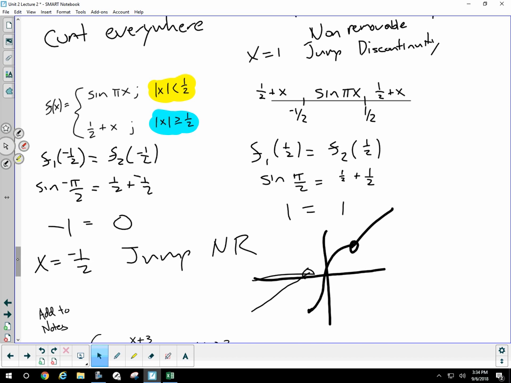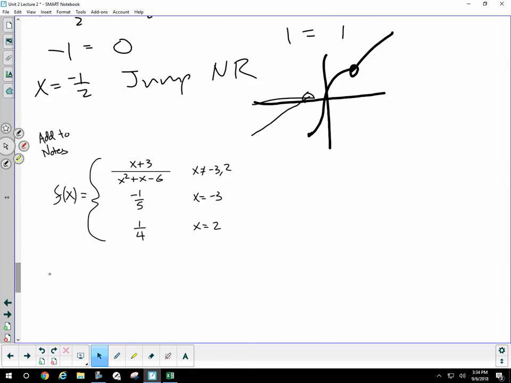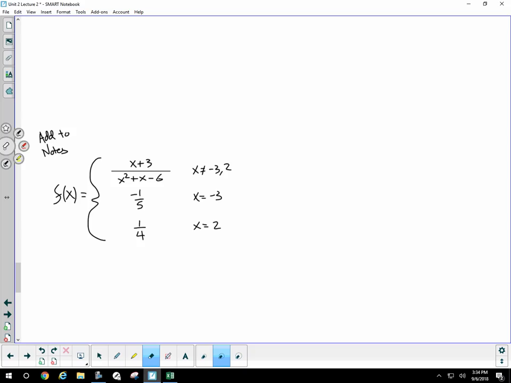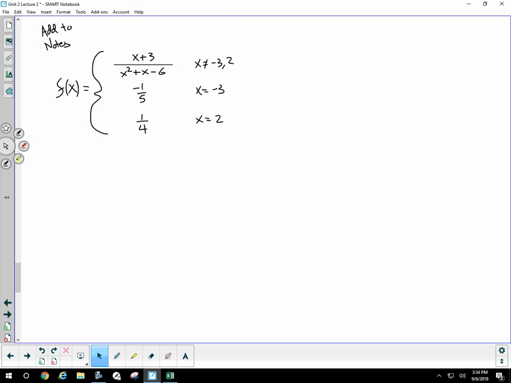All right, if you have space, or even if you don't, line space. Add this to your notes. What about this situation? So this is kind of a piecewise function, but actually kind of not, because we are using the top piece for every single x value except for at -3 and 2. We're using these individual points at -3 and at 2. At -3, I have -1/5, and at 2, I have 1/4.